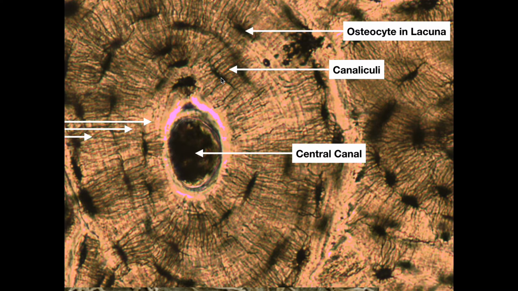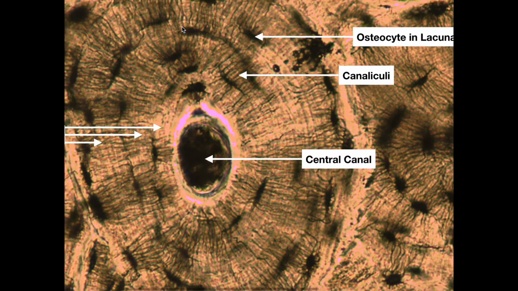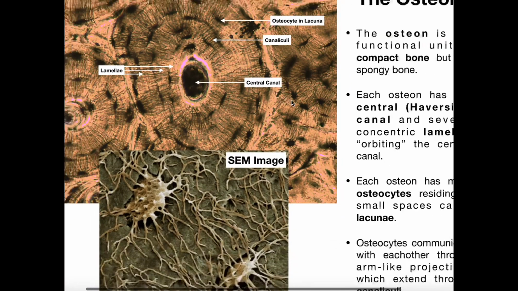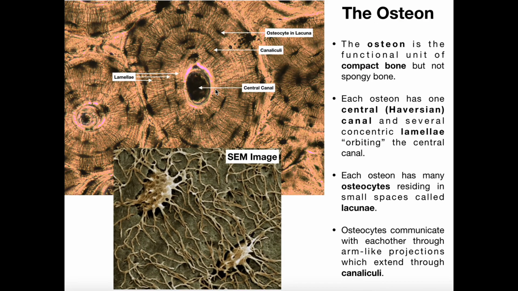What the canaliculi allow is for each osteocyte to communicate with an adjacent osteocyte in a lacuna nearby. For example, if we look at this lacuna right here, the osteocyte that lies in here is likely in communication with the osteocyte that lies in this lacuna. They're able to communicate with each other through arm-like projections that sit inside the canaliculi. Also, there are blood vessels that run from the central canal and penetrate to each of the lacunae so that the osteocytes can receive a blood supply.